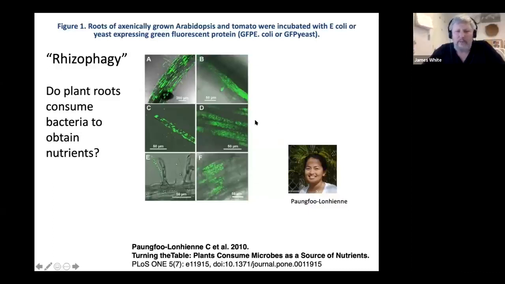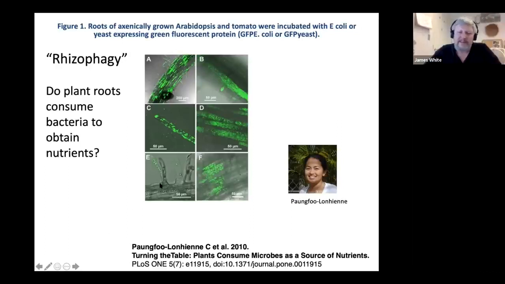This is their work. What they did is they took yeast, they took bacteria, they labeled them with GFP so they could track them in plants, and they fed them to tomato, and they fed them to Arabidopsis, and they tracked them in the tissues to see where they were. And what they found is, if you look here to the left, image E, all the way at the bottom, you see a root hair, and you see those little green dots in there. Those are yeasts that have been stained with GFP. They tagged it with green fluorescent protein, so it would fluoresce when they looked at it.